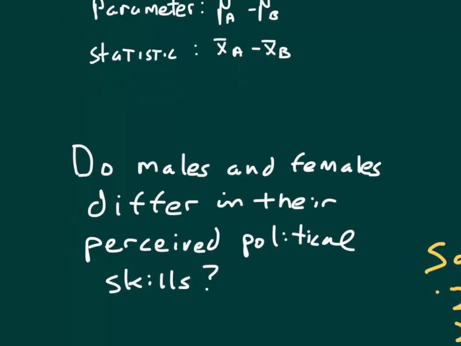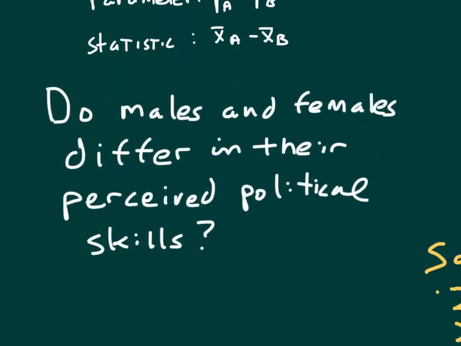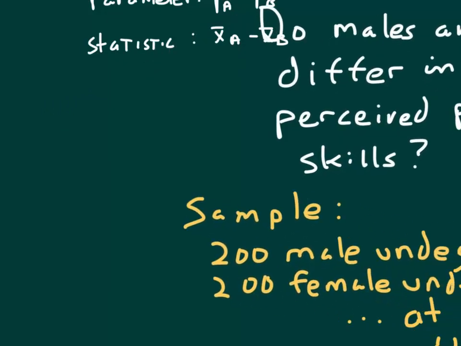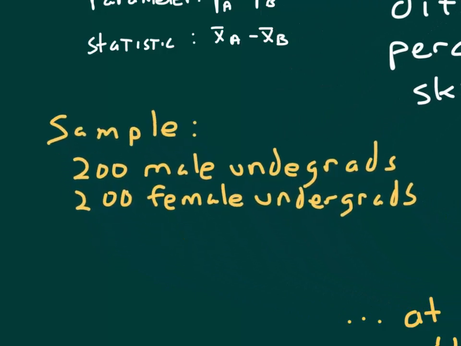So in the problem at hand, hopefully you've printed this out, we want to know if males and females differ in their perceived, or average, population mean perceived political skills. And so we have a sample of 200 male undergraduates and 200 female undergraduates.